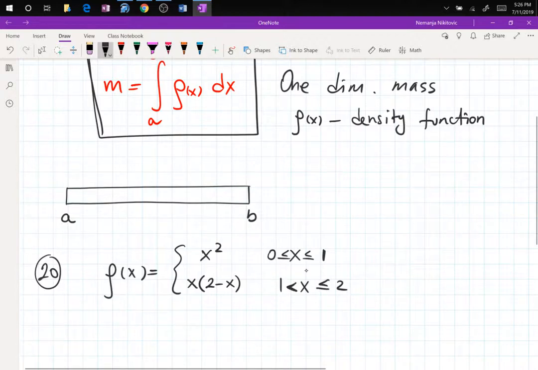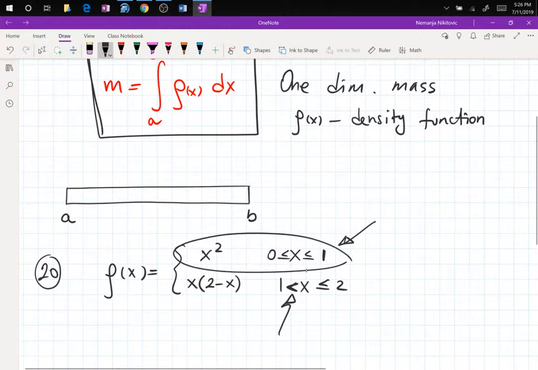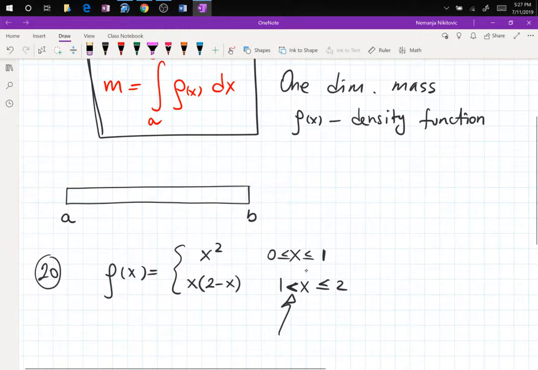Observe that the equal sign is not present over here because you can't have equal on both of these ones. The function that is active between 0 and 1 is x squared, and the function that is active between 1 and 2 is x times (2 minus x). But you can include 1 into both intervals, so it's either in one or the other.